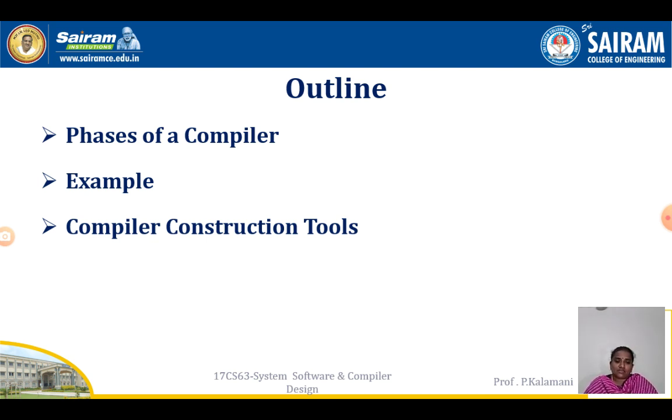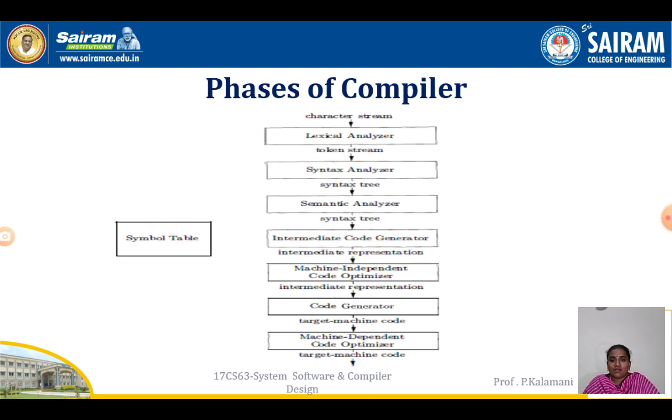In this we are going to see the various phases of a compiler, then an example of how it is taken over there, then compiler construction tools. First, the various phases of a compiler. The compiler, as we all know, takes the high level language program as an input and generates the target program as an output. That conversion happens with the help of 6 phases. These 6 phases are explained for theoretical purposes.